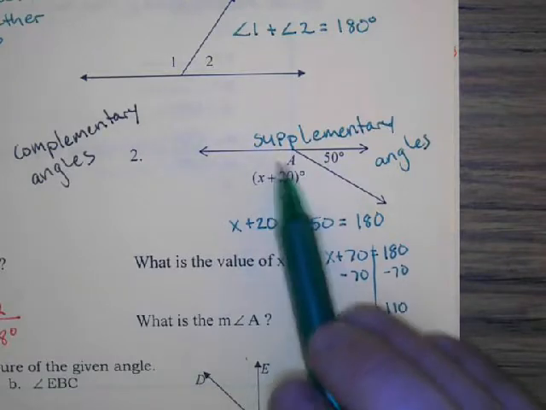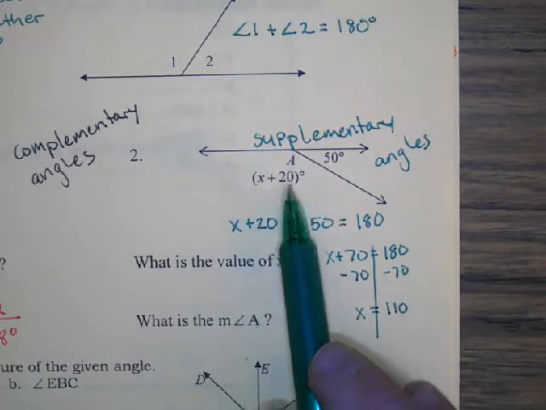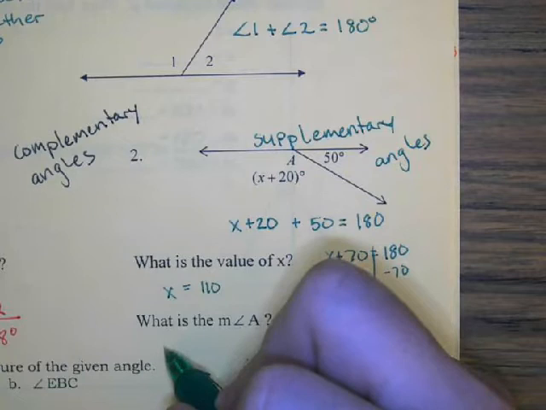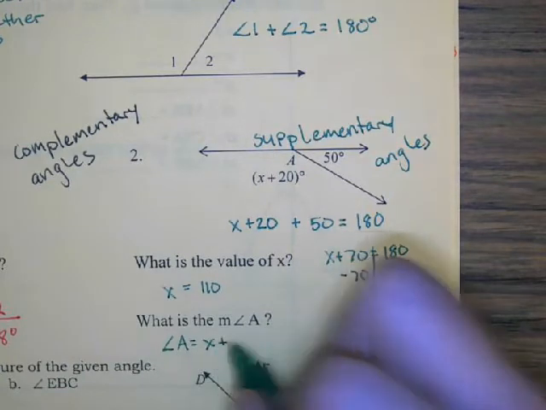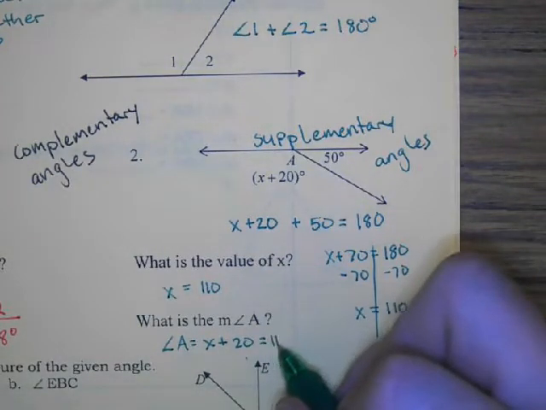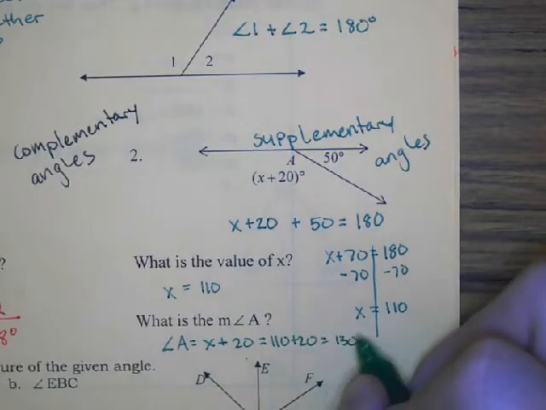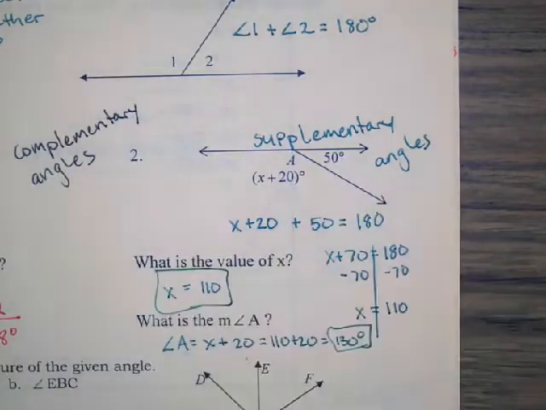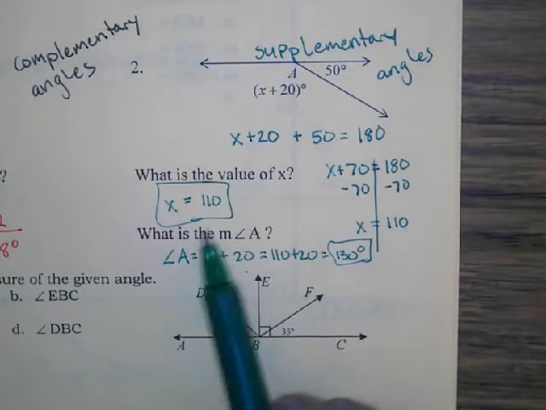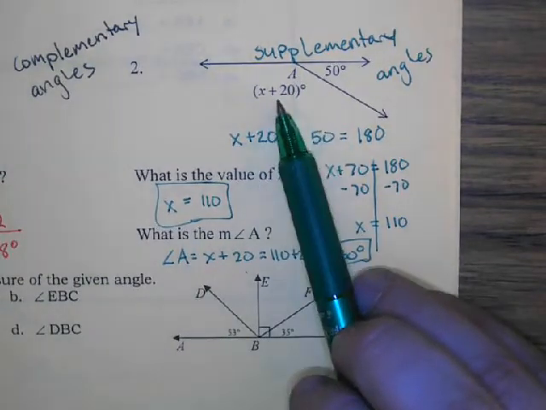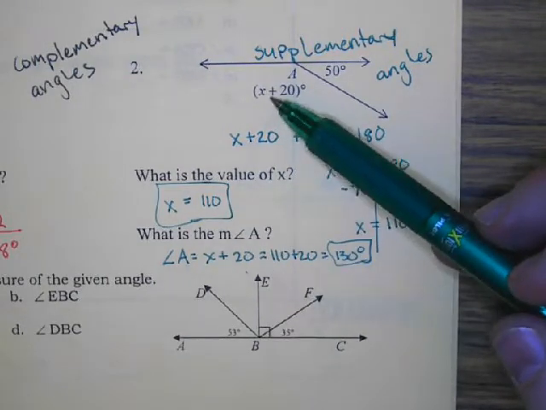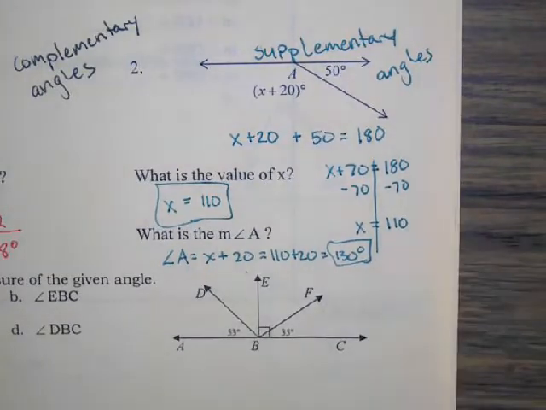We haven't found what angle A equals, because angle A is equal to x plus 20. So I have x is equal to 110, but angle A is equal to x plus 20, which means I'm just going to substitute in that 110. So I get 110 plus 20 equals 130 degrees. So those are my two answers. Angle A is x plus 20, and so I had to plug x in. 110 got plugged in, and I did 110 plus 20. And that's how I got the 130 degrees.